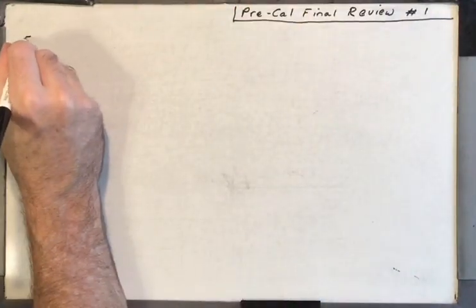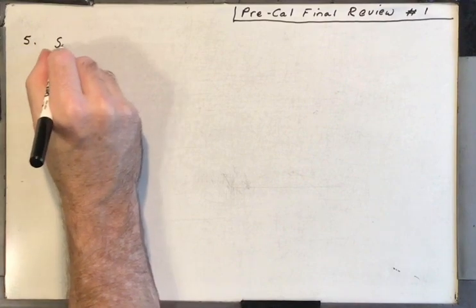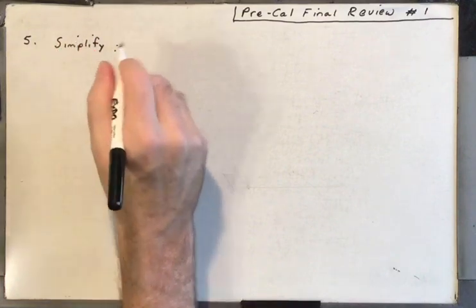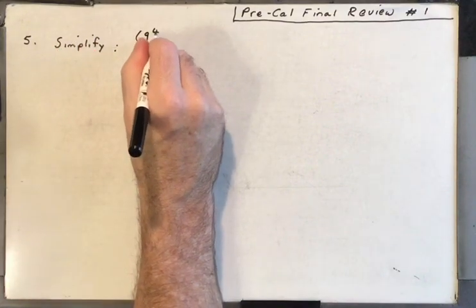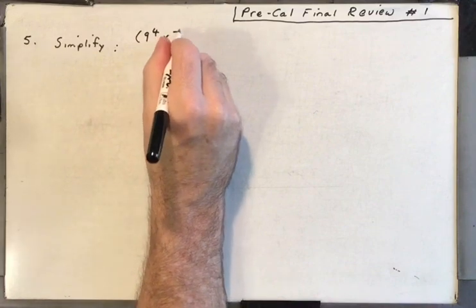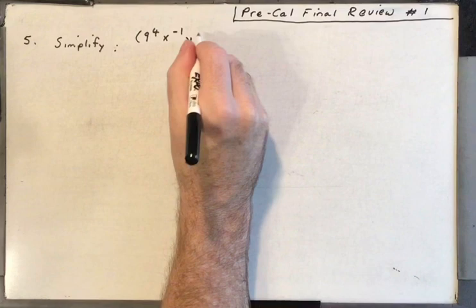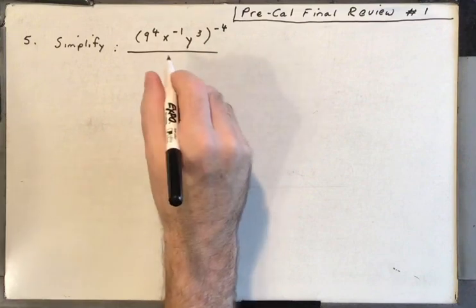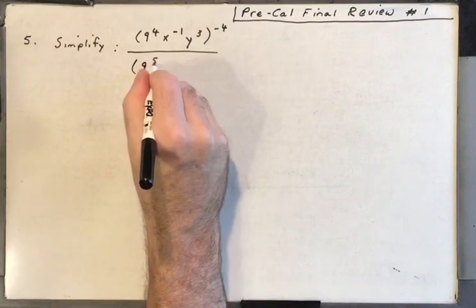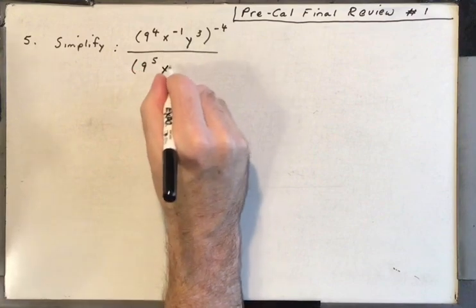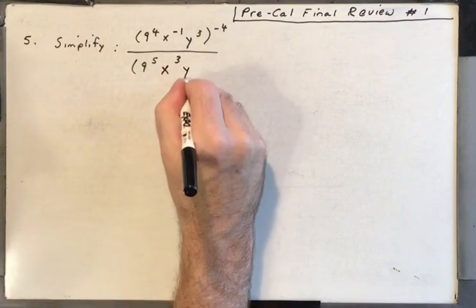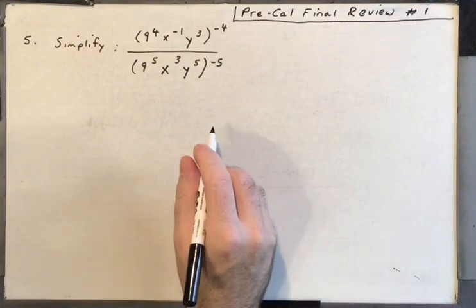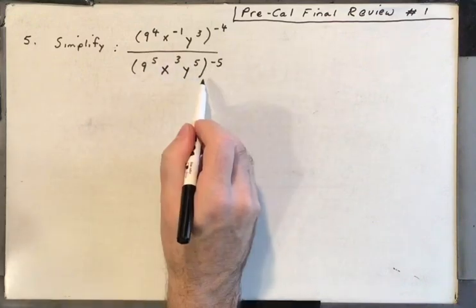All right, let's move to number 5. So number 5 says simplify. And we have 9 to the 4th, x to the -1, y cubed, to the -4th, over 9 to the 5th, x cubed, y to the 5th, to the -5th.